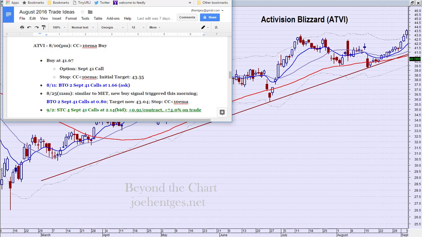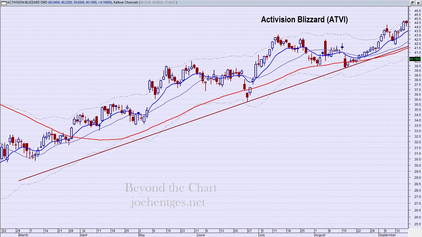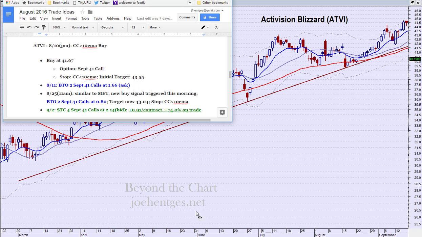What ended up happening here, it trended up a little bit higher, then it pulled back. You're never going to catch everything. It all depends on how long you want to sit in a trade and what kind of risk you're willing to assume. Right now, you can't complain about 74%, even though it took 3 calendar weeks to get completed.